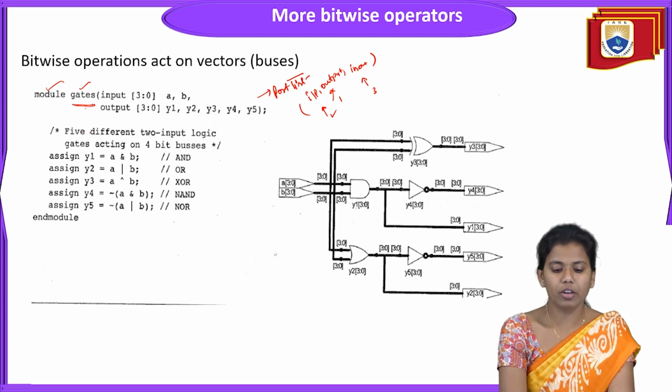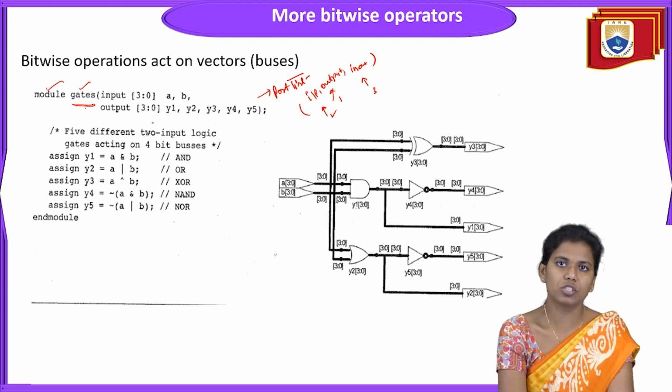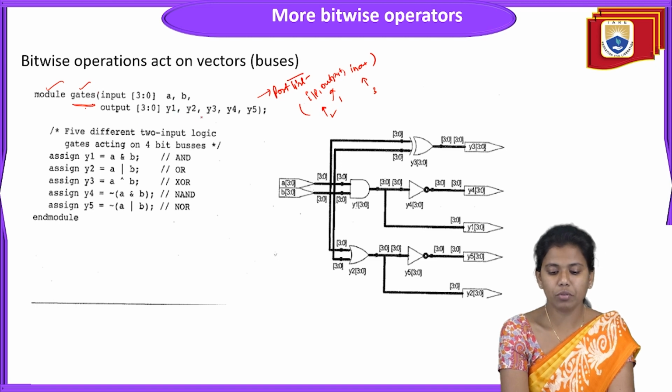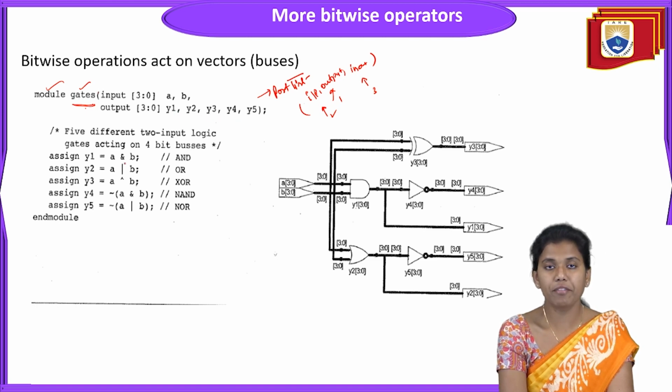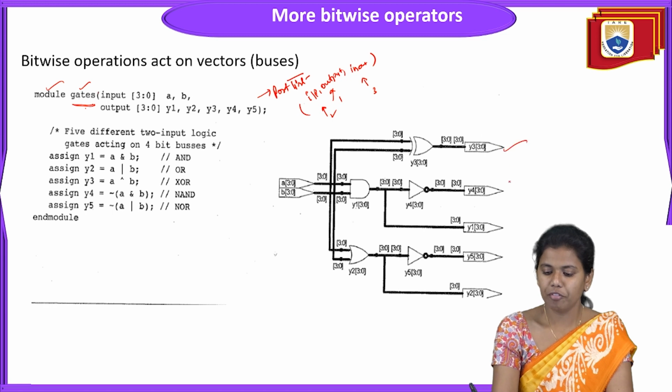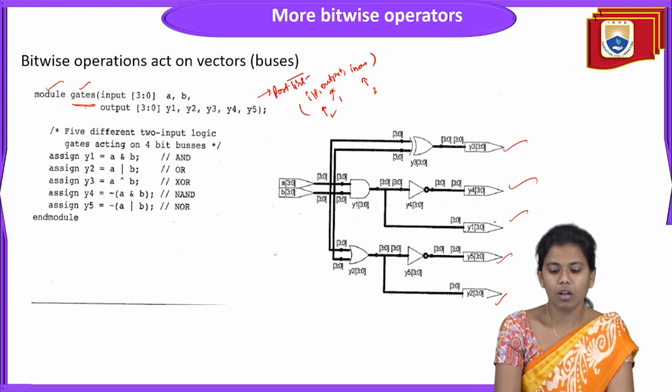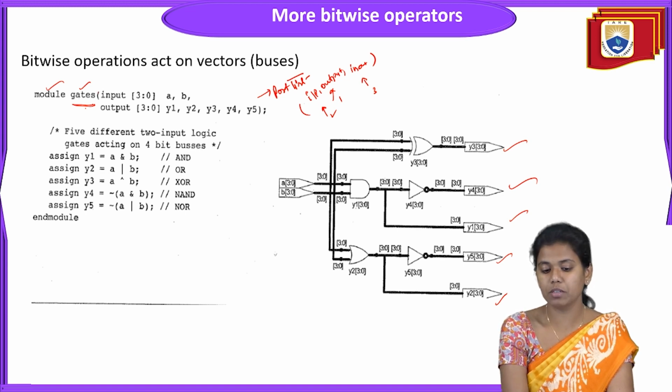Then in the module gates, these are the inputs, 3:0 bits A and B, and the output is also 3:0 Y. My outputs are Y1, Y2, Y3, Y4 and Y5. So in total, 5 gates that I am getting using the gates. I may observe my outputs as 1 to 5, totally 5. These are 5 different 2-input logic gates acting on 4-bit buses.